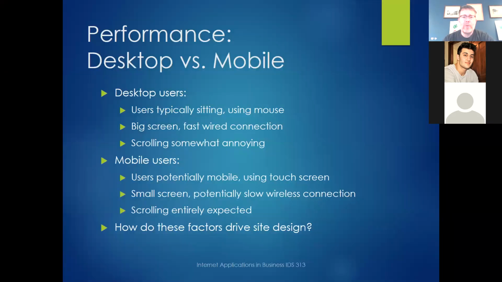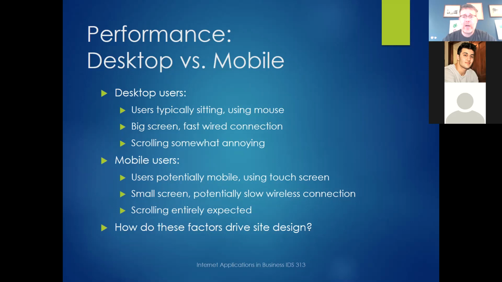Okay, so performance, desktop versus mobile. Desktop users are typically sitting, typically using a mouse, and have a big screen and a fast wired connection. You can scroll, but it's going to be a little bit annoying. You don't really want to scroll, right? You're like, why did I pay money for this 29-inch monitor and now I have to scroll like an animal? Mobile users, on the other hand, are potentially mobile, probably using a touch screen. The screen is small. They might have a fairly slow wireless connection, right? There's a lot of other people sharing it. And scrolling is entirely expected. If you're using a mobile device, chances are you're not going to see everything you want on the screen at that immediate time.